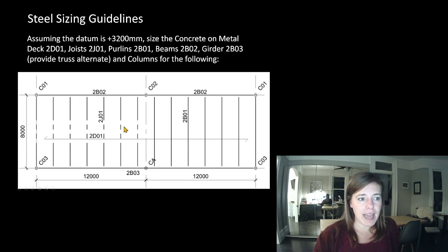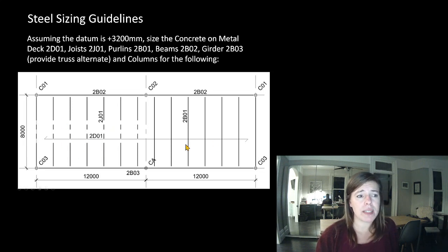So this funny little dashed line, usually in a drawing, means joist, and they've said 2J01. And look here, they've told us that 2J01 is a joist. Now these beams, 2B01, there's a bunch of them. They look like they're doing the exact same thing as a joist. What do we call beams that only pick up deck? Look at this, it's a deck.